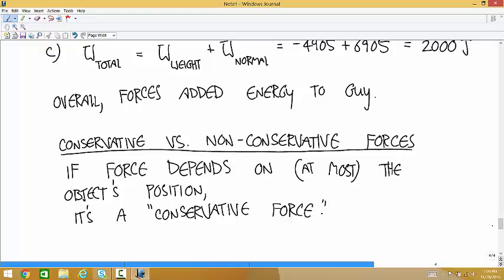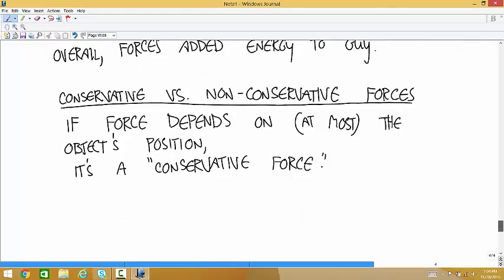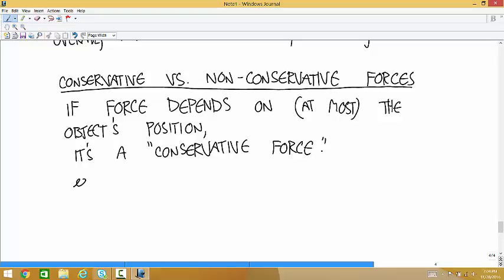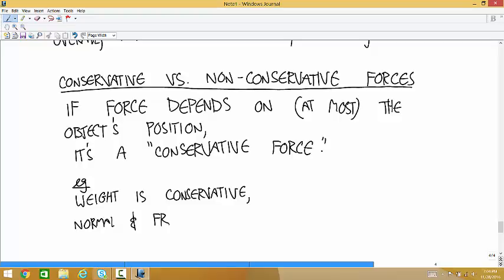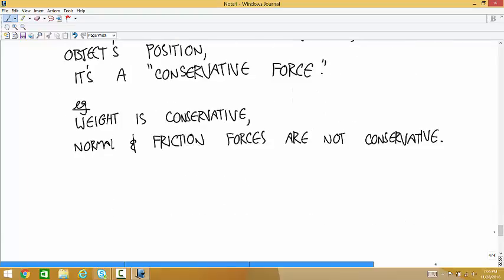It's actually going to get even easier than that because there's only two conservative forces that we're going to deal with in this class. But so, for example, weight is conservative. Normal and friction forces are not conservative. So that's sort of how to try to help you understand the idea of a conservative force. But as far as figuring out in a problem whether a force is conservative or not, to us there's only two conservative forces. Everything else is non-conservative.